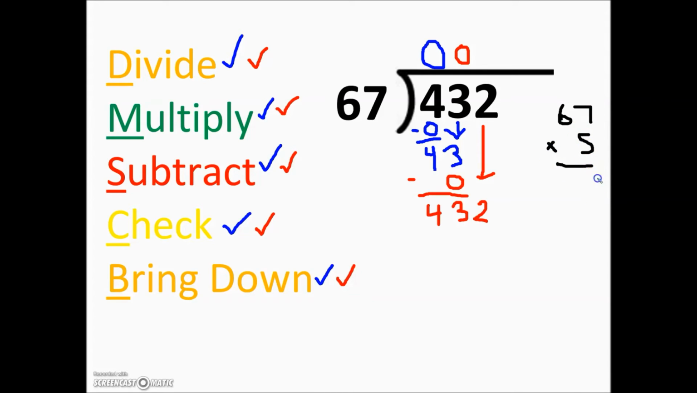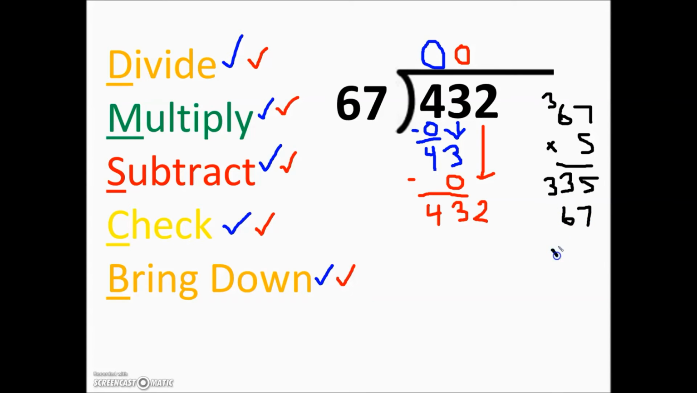And I say 7 times 5 is 35. 6 times 5 is 30 plus 3, and I get 33. So I get 335. Now, that is not very close to 432, so it's much less. I want to get as close as I can to 432 without going over. 5 is a little bit low, so I'm going to try 6.